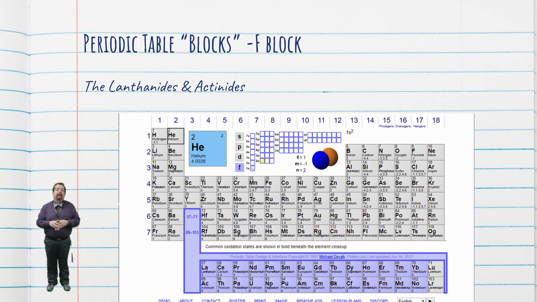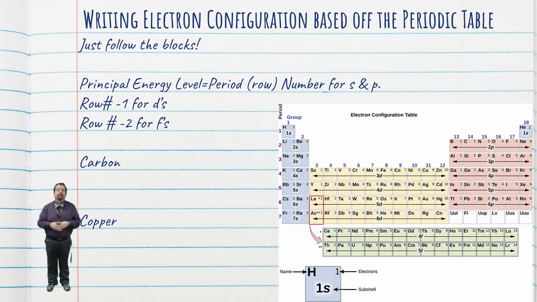And finally, all the elements that end in an f subshell can be found in the lanthanides and actinides, the 2 odd rows that we pull out and place at the bottom of the periodic table. These are 2 high and 14 wide. So, here's our periodic table again. Can you look at these elements and find their electron configurations? You just start with hydrogen on the top left, and then work your way across and down.